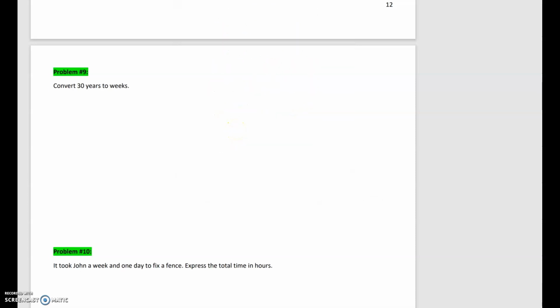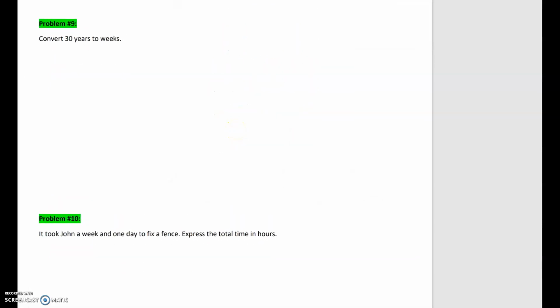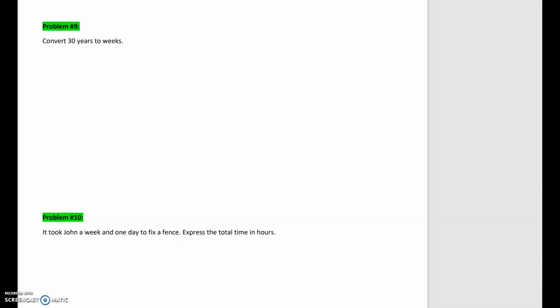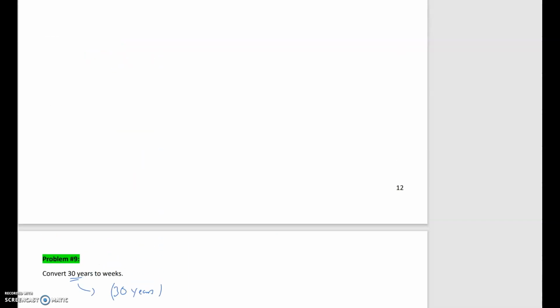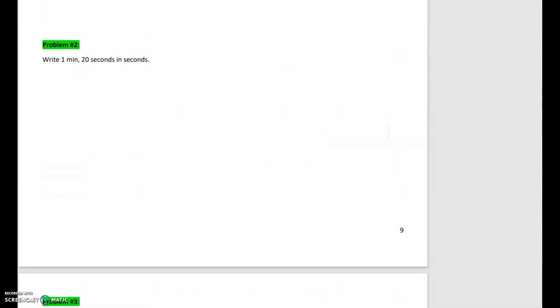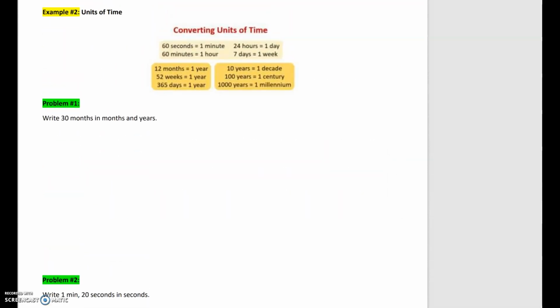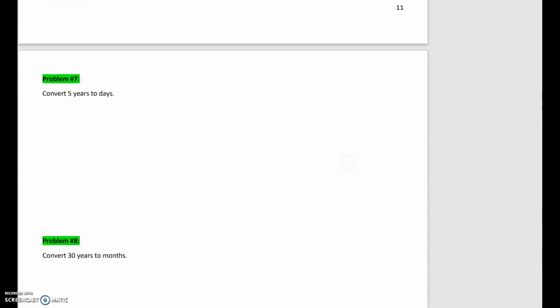Hi class, let's take a look at example 9. In example 9, they want years to weeks. So technically we're looking at 30 years. And then we're going to be using the fact that in 1 year there is a total of 52 weeks. So it'll be this one. Sort of a common conversion, but it's hard to keep track of all the weeks.